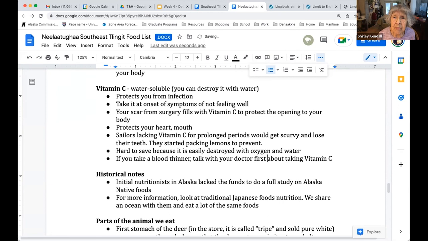So it protects your blood cells, it protects your scars, but particularly it protects your eyes and your mouth. And it's a real protector for your heart, to keep things going and clean and working right.